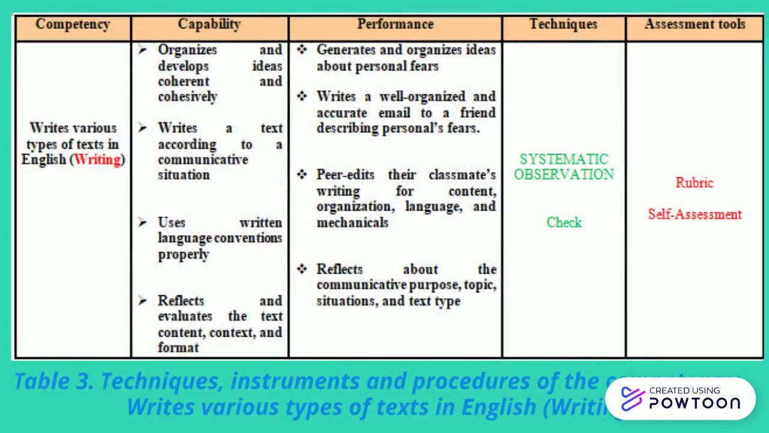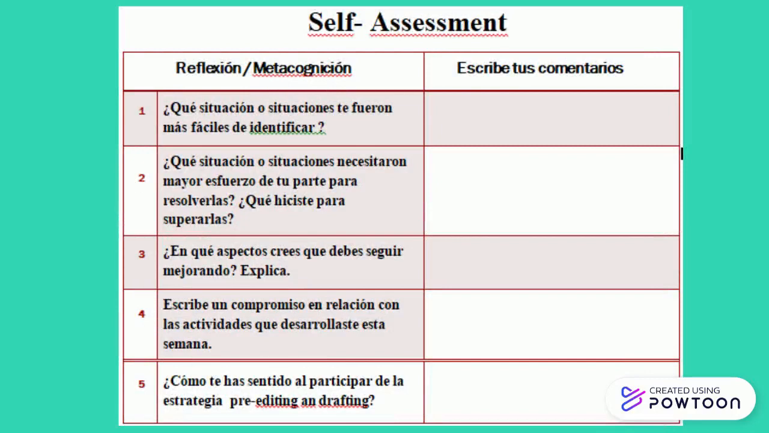So this is how the writing assessment table will look like, adapting and contextualizing the capabilities and performance, and choosing a formal technique and an assessment tool. For the metacognitive part, I choose a self-assessment so students can reflect and auto-evaluate their own progress and evidence of learning at the end of an activity or a lesson plan.